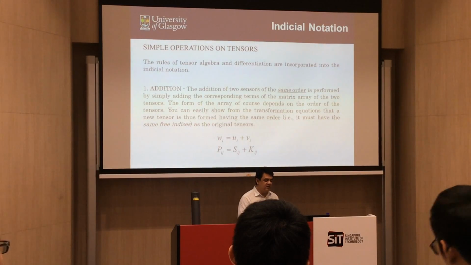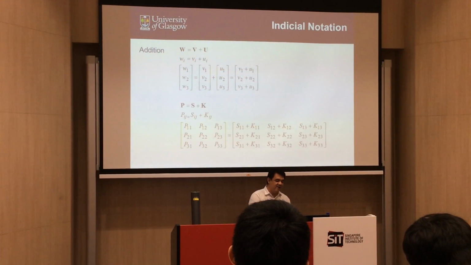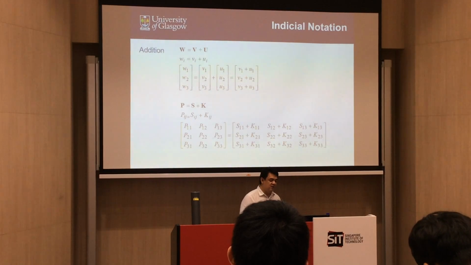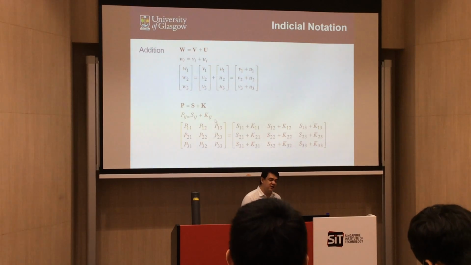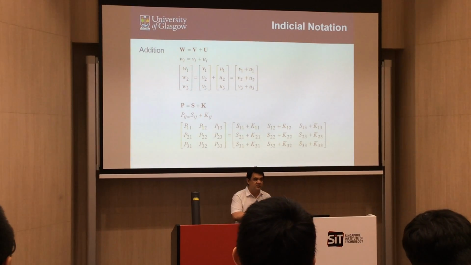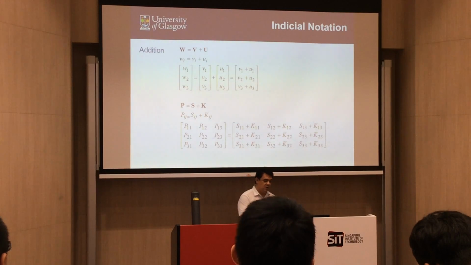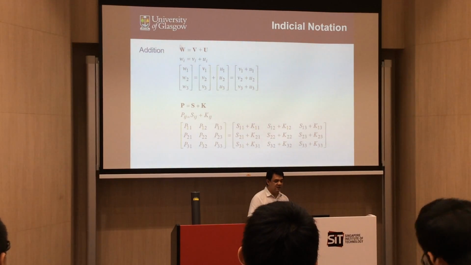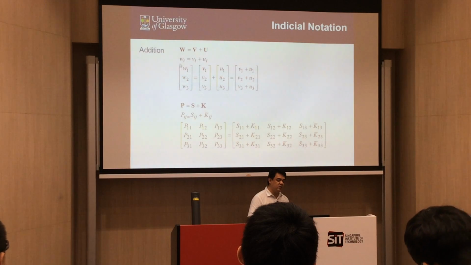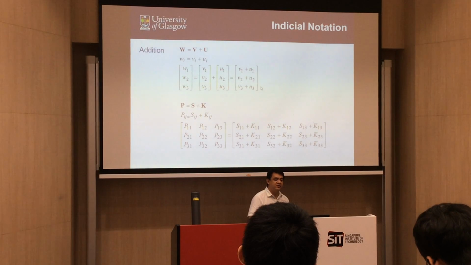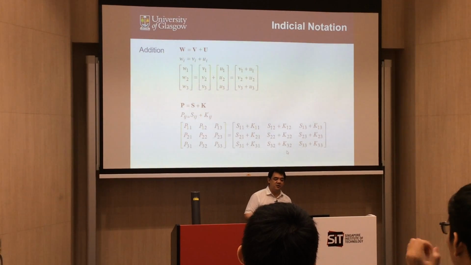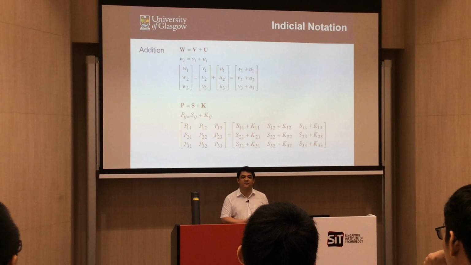Okay? So these are the operations that you can have. As you can see, those are addition of vectors, addition of two second rank tensors. This one is a matrix. Symbolic matrix. This one will be indicial notation. And this is the expanded matrix. So as you can see, it's more convenient to write in this manner rather than this manner here. Okay? So, economy as well as convenience.